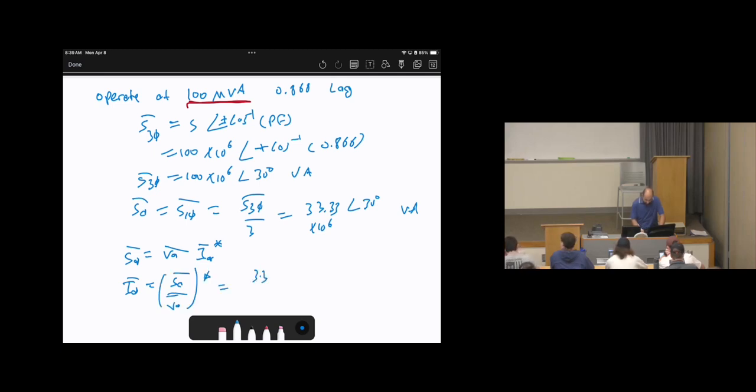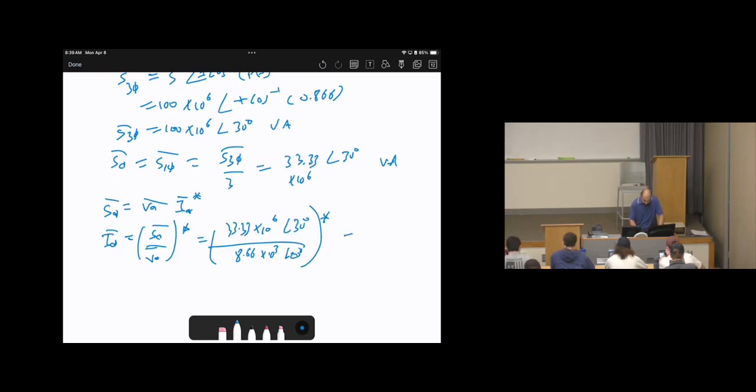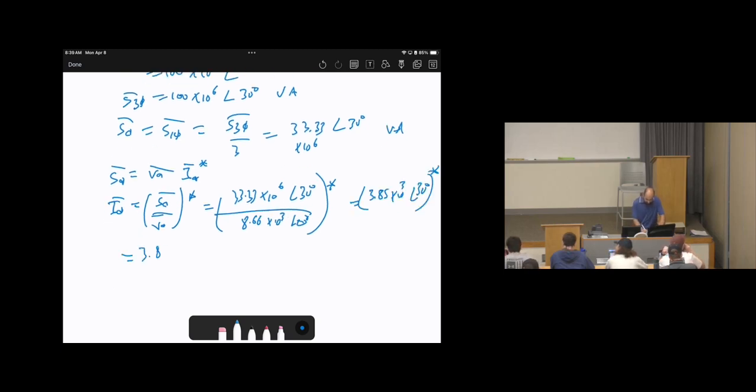So it will be 33.33 times 10 power 6, angle 30 degrees, divided by 8.66 times 10 power 3, angle 0 degrees, all of it conjugated. So let's do the math first, then do the conjugate at the end. It will be 3.85 times 10 power 3, angle 30 degrees, conjugate. Don't forget the conjugate. So 3.85 times 10 power 3, angle negative 30 degrees amperes. This is IA.